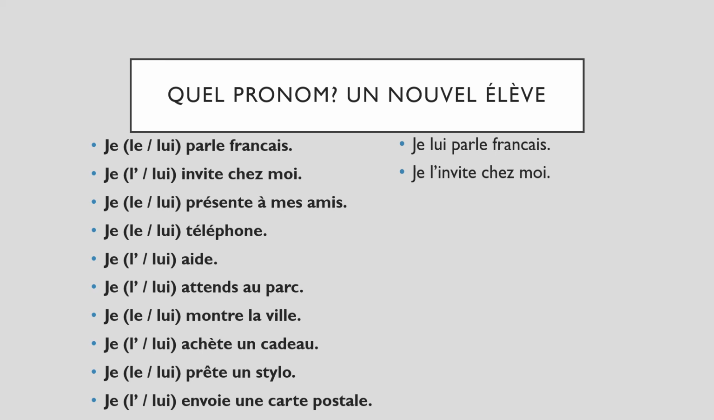Okay, now pause the video and I want you to take a look at the 1, 2, 3, 4, 5, 6, 7, 8 that are left. Il y en a 8 qui restent. And I want you to just take a moment and decide which one should be le or l'apostrophe and which one should be lui. Pause the video at this point and take a moment to think about it.